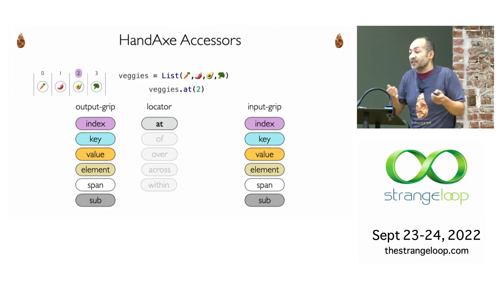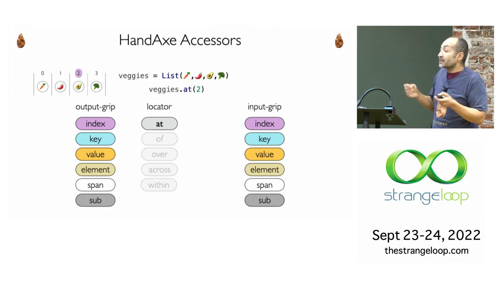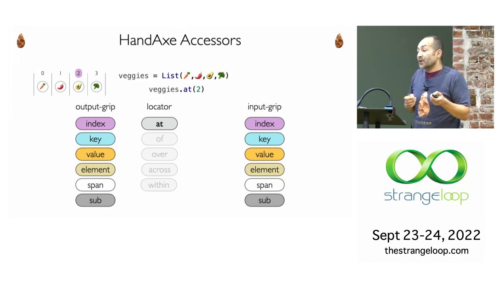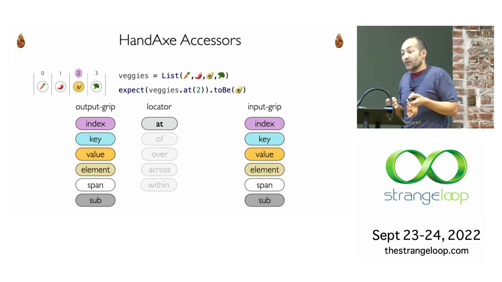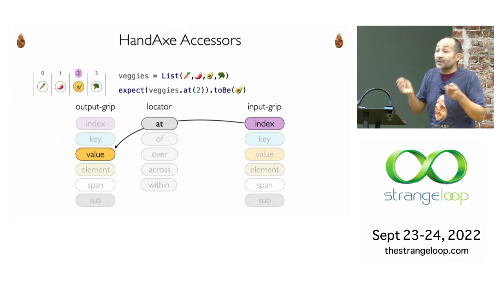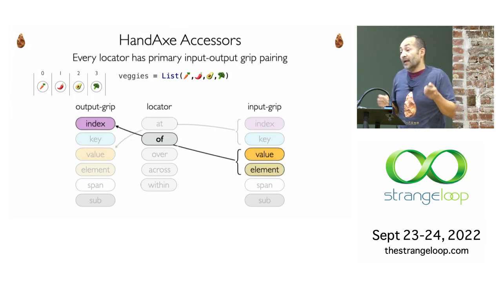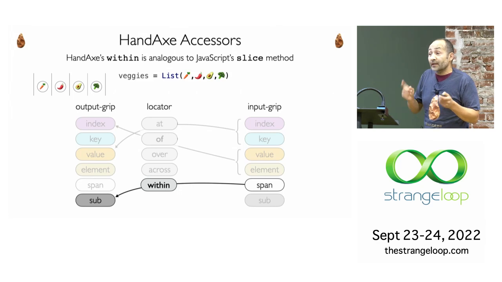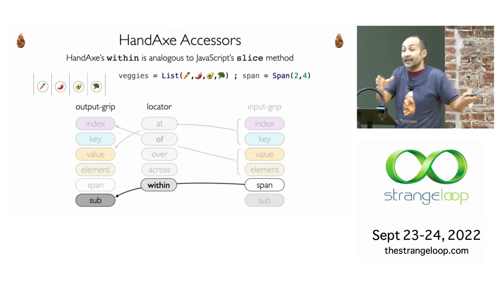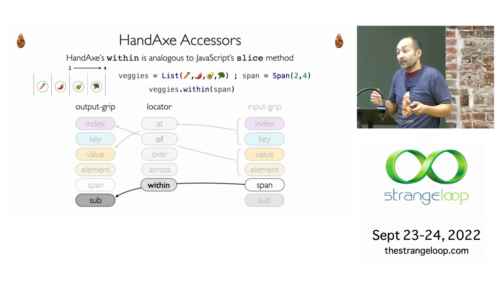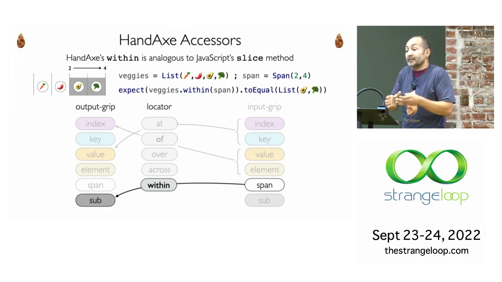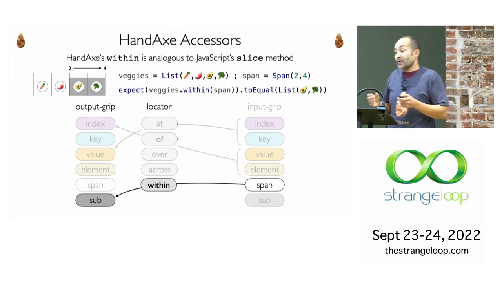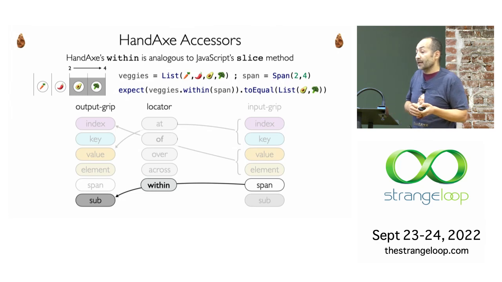Let's look at the simplest. I've got a list. I want the veggies at 2, which will be an avocado. This is a natural relationship, again, between an indice and a value. Now I want to do of: the index of this broccoli. What will it be? It will be 3. Now I want to do within. Within is analogous to slice. I want to take a span and get the sub that's at it. So I would get avocado and broccoli in this case.